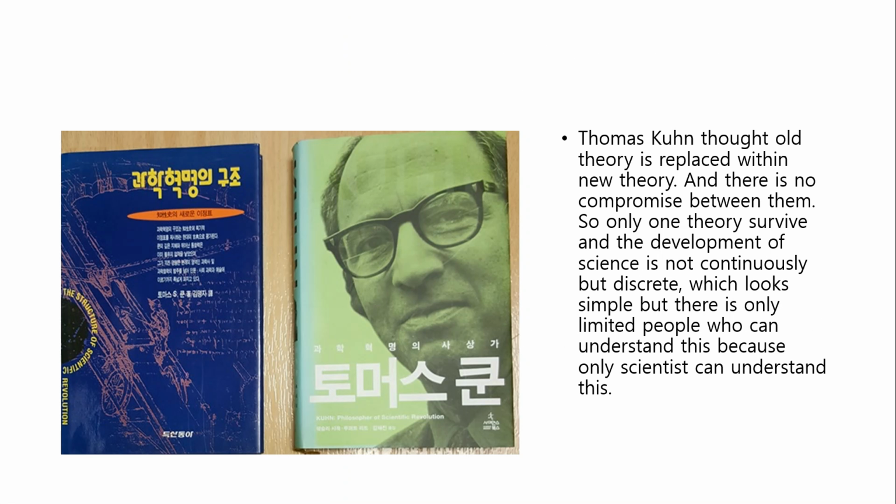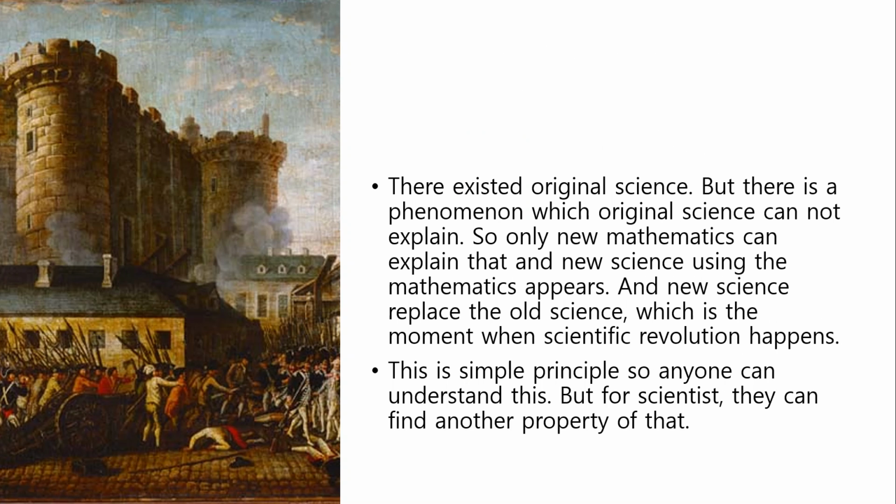Thomas Kuhn thought all theories are replaced by a new theory, and there is no compromise between them. So only one theory survives, and the development of science is not continuous but discrete, which looks simple, but only a limited number of people can understand this, because only scientists can understand it.